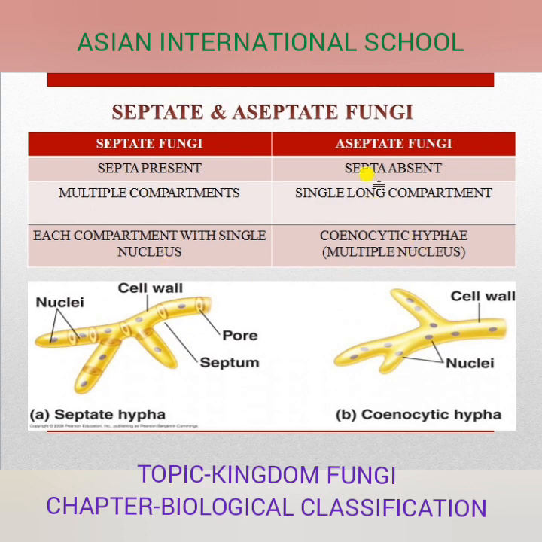But in case of aseptate fungi, the entire hypha is considered as one compartment. So for that reason, it contains multiple nuclei. That's why they are multinucleate, or they can also be called cenocytic hyphae. Cenocytic hyphae means containing multiple nuclei throughout the entire length of the hypha. Okay, going to the next slide.